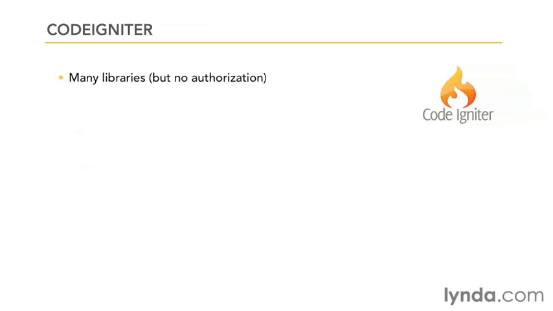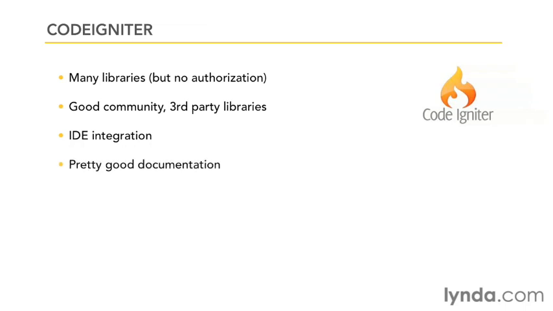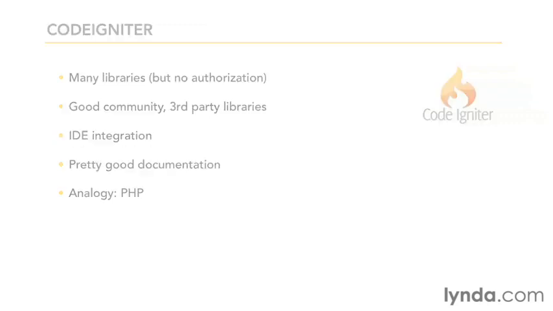There are a lot of libraries available to you in CodeIgniter, but oddly, they didn't include anything for authorization. There is, however, a good community behind CodeIgniter and a lot of third-party libraries available to you. If you're looking to integrate it with your existing IDE, it'll work with the plugin for Eclipse, and it also supports CodeLobster. The documentation is pretty helpful. CodeIgniter is probably the closest thing to writing straight in PHP. All you're really doing is extending PHP classes, and how you organize the code is still fairly flexible.